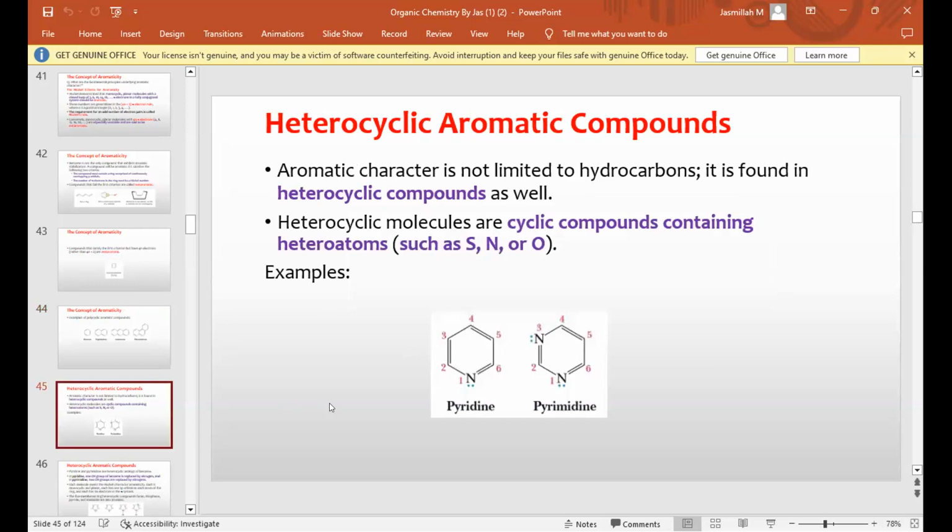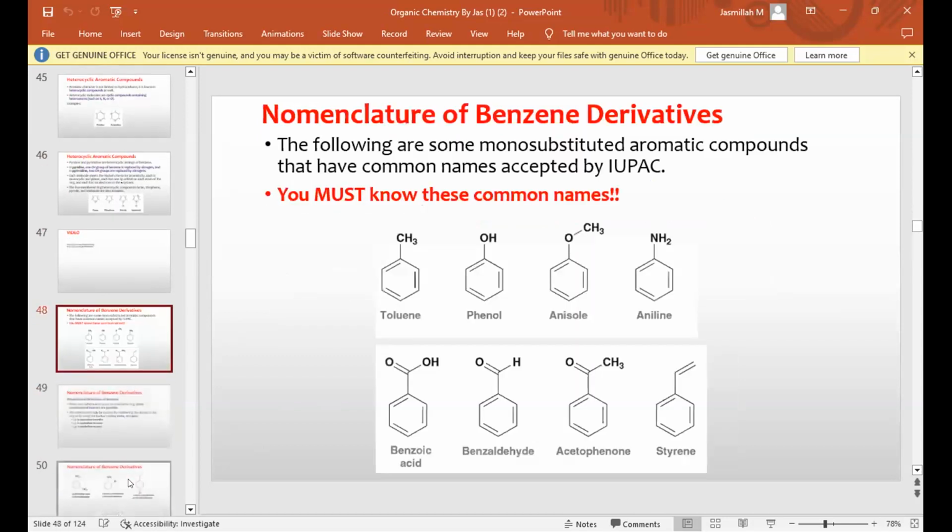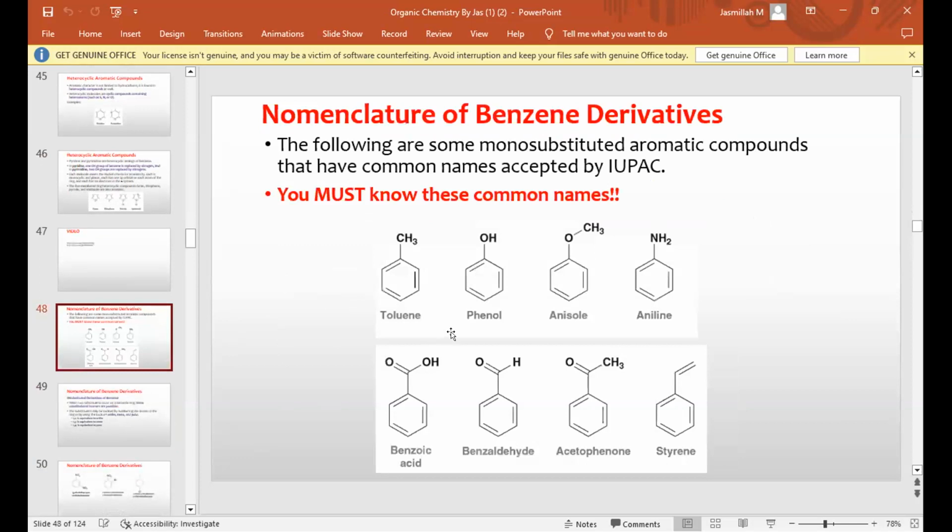Heterocyclic aromatic compound. So aromatic character is not limited to only hydrocarbons. It can also be found in heterocyclic molecules, but heterocyclic molecules aside, I think we did this yesterday. Yeah, we did most of these yesterday. So we can pick from here. Nomenclature of benzene derivatives. I believe all of us are familiar with benzene as a structure as of now, so we can continue to its derivatives.